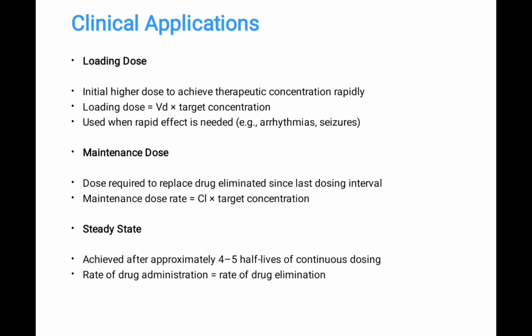Clinical applications of pharmacokinetics, we have loading dose, maintenance dose, and steady state. Loading dose is the initial higher dose to achieve a therapeutic concentration rapidly. It is the first dose, the initial dose, and is given in high concentration to achieve a therapeutic concentration. Loading dose is the volume of distribution multiplied by the target concentration. It is used when a rapid effect is needed. For example, in treatment of arrhythmias or seizures, you give a loading dose.